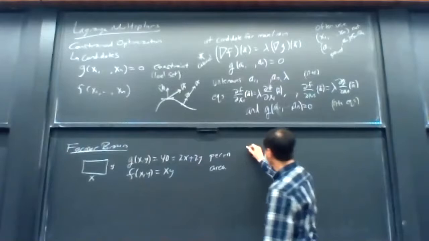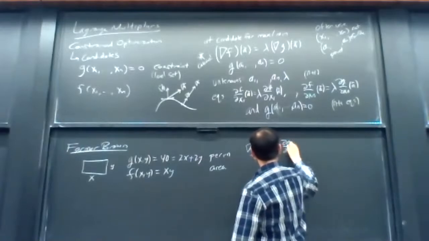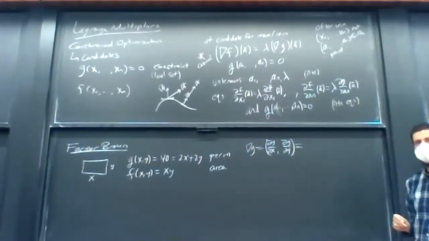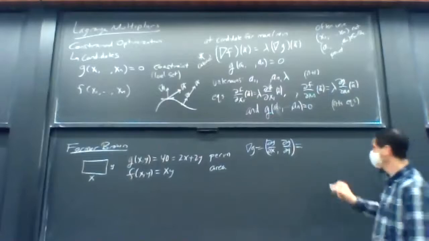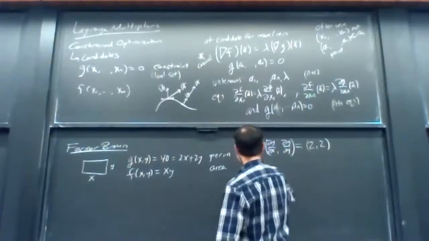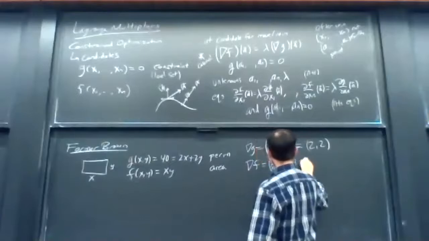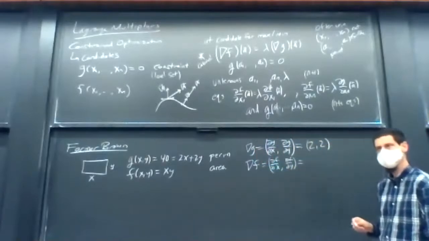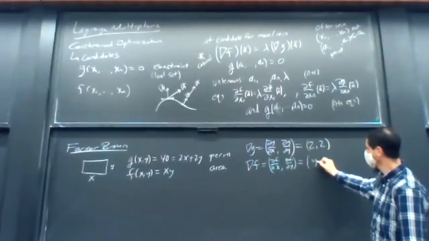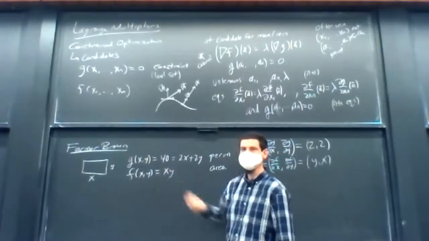So let's calculate this. So the first is the gradient of g, which is dg dx, dg dy. And that's going to be, what's the gradient of g? 2, 2. Oh, this is great. And the gradient of f is df dx, df dy, and what's that going to be? Y comma x. Do I first take the derivative with respect to x, so I just get y, and then I take the partial with respect to y and I just get x.